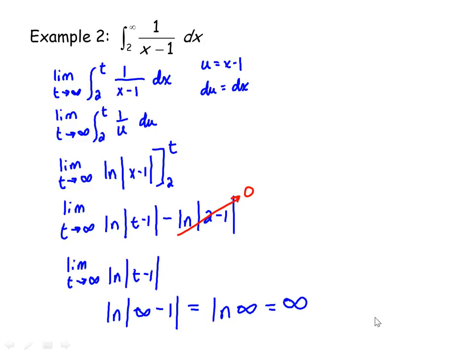Can a limit reach infinity? No. Therefore, are we converging or diverging? Diverging. So your answer is divergence.